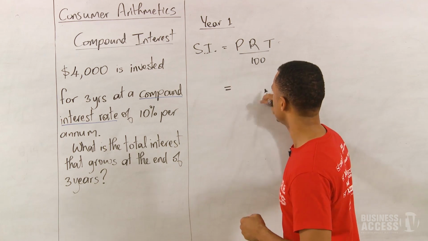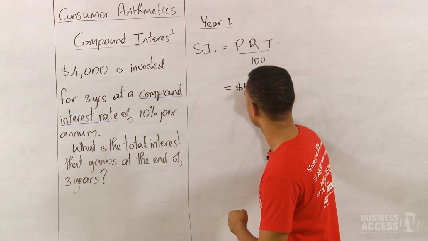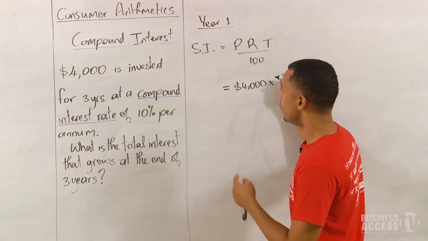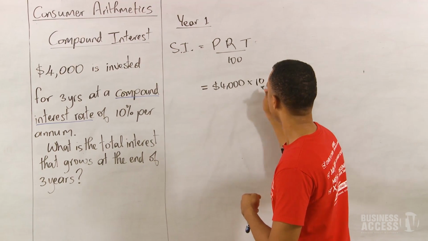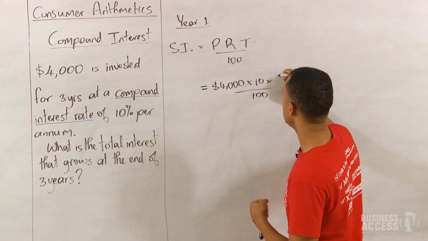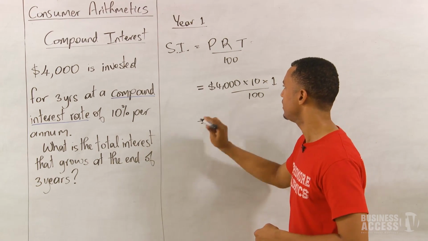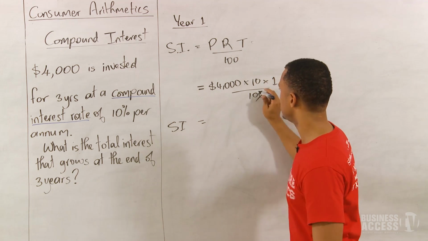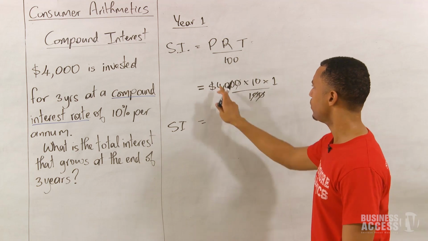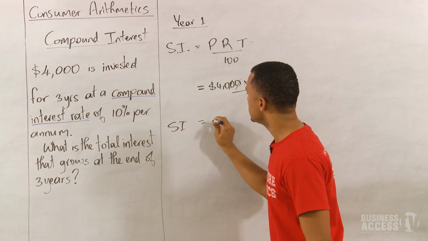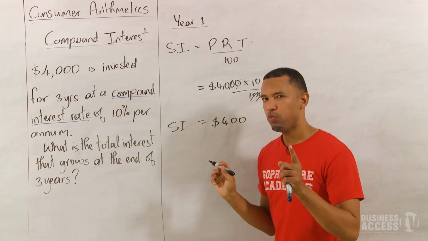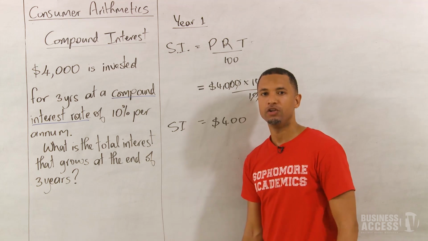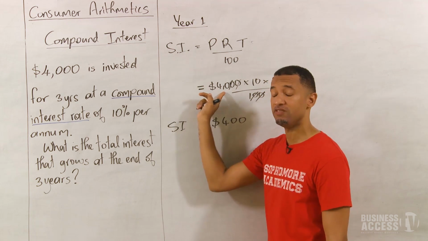What's the principal, ladies and gents? The principal is $4,000. The principal just refers to the original money, the initial money. The rate is 10%, and t is 1. So what is the simple interest at the end of 1 year? Quickly in your calculator, cancel zeros. What is 40 times 10? That's $400. So at the end of the first year, $400 has grown on your initial investment of $4,000.